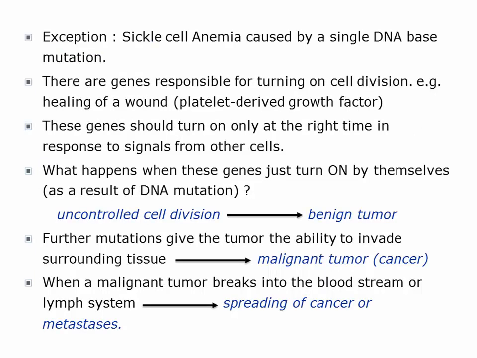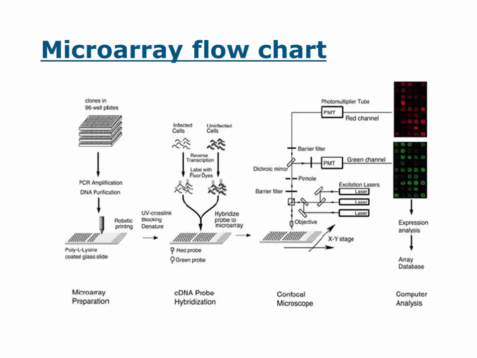So we talk about uncontrolled cell division giving rise to a benign tumor, and then further mutations giving the tumor the ability to invade surrounding tissue. You get a malignant tumor or a cancer, and then when it spreads, that's metastasis, right? Then there is this microarray diagram, which you've seen repeatedly in that paper, and I discussed it in the class. This was that ratio analysis paper.